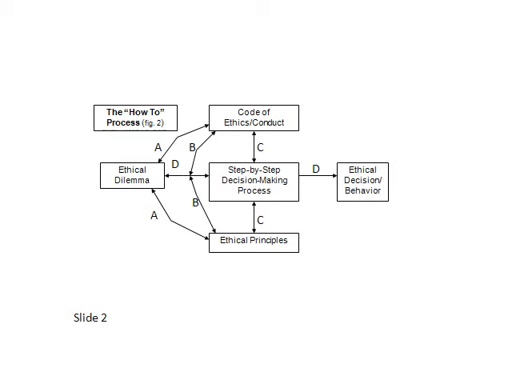The application of the code and the principles are guided by the step-by-step decision-making process, arrows B and C, as each influences and is influenced by the other. Finally, arrow D continues to the right, leading to the final outcome.